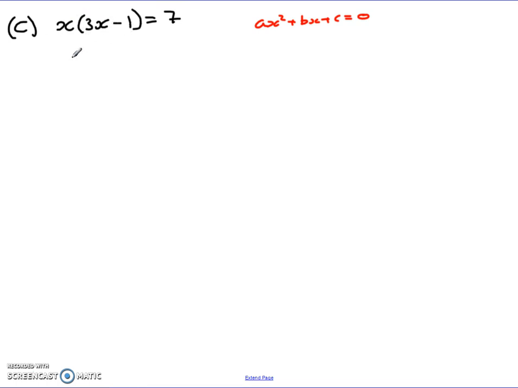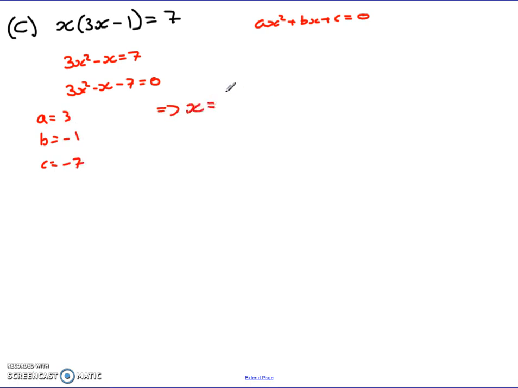So to start, I'd multiply out the brackets. I'd get 3x squared minus x equals 7. Then rearrange it to get 3x squared minus x minus 7 equals 0. Now it's in standard quadratic form. Now I can jump straight into my formula. So I know I can get my a, my b, and my c from that. So a, in this case, is 3, b is negative 1, and c is negative 7. And now I can stick it all in my formula.